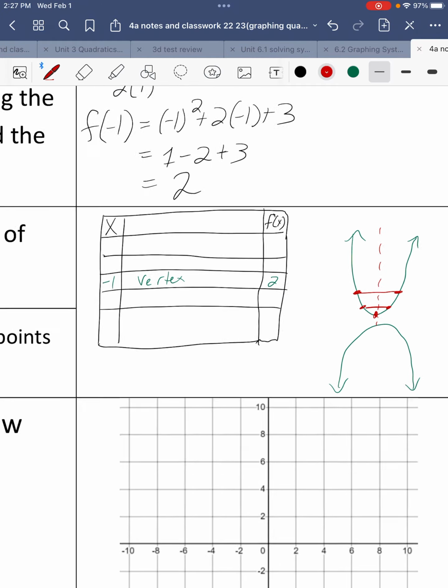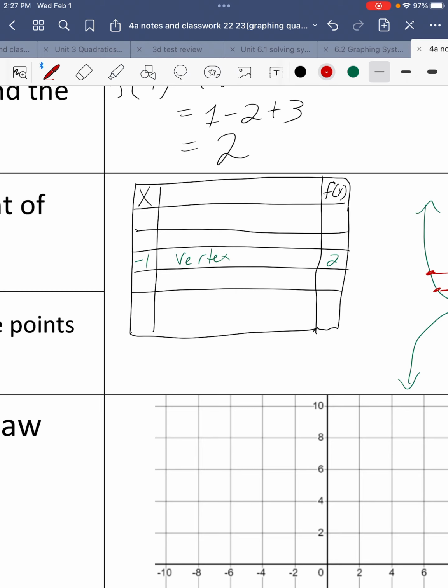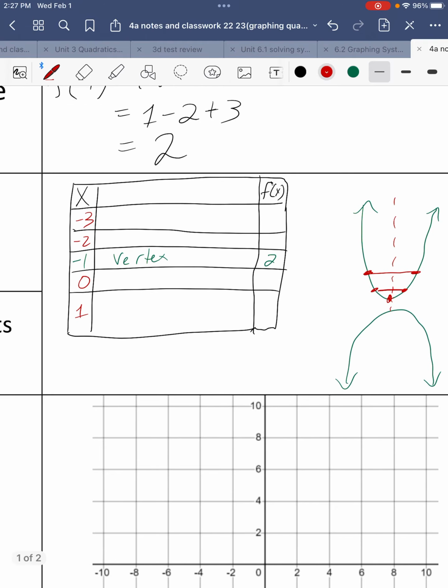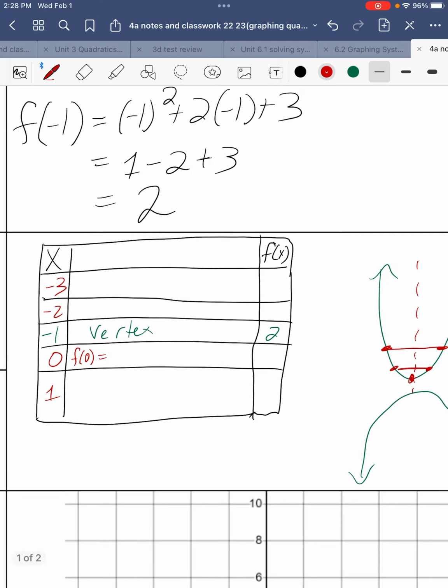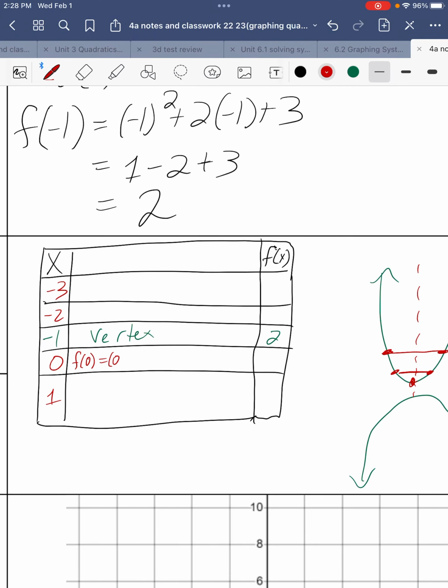So from negative 1, I am going to go by ones on a number line. So I'm going to go with negative 2, negative 3, and then 0 and 1. Because quadratics are symmetrical, I only need to substitute in either 0 and 1 or negative 2 and negative 3. So I'm going to put in 0 because I like that number better. So f of 0 equals 0 squared plus 2 times 0 plus 3, and that's going to end up being 3.